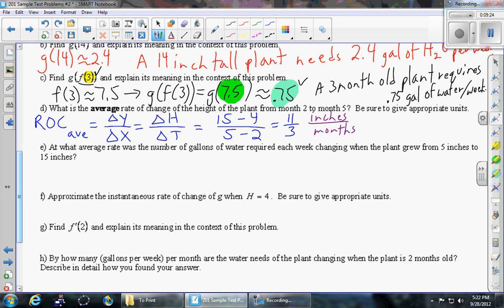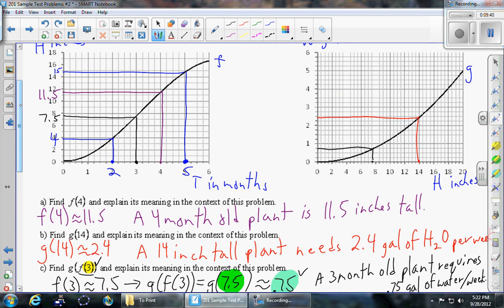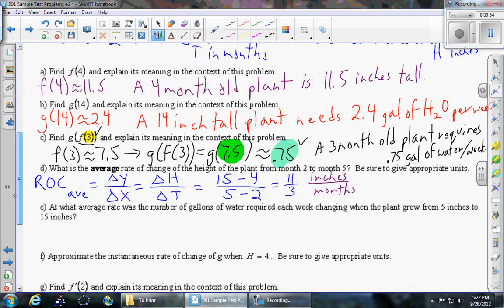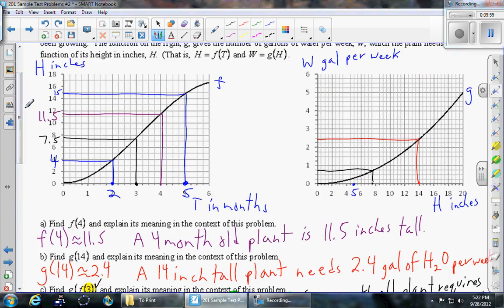Part E, at what average rate was the number of gallons of water required each week changing when the plant grew from 5 inches to 15 inches? Okay, so the number of gallons of water, that's the right-hand graph, and we're going between 5 and 15 inches. So this is exactly the same problem just over here on the right. So we go to 5, which I think is this. I want to do this one in blue because it's another rate of change one, so let's stay blue. So we go 5 here, and I think the other number was at 15. 5 inches to 15 inches.